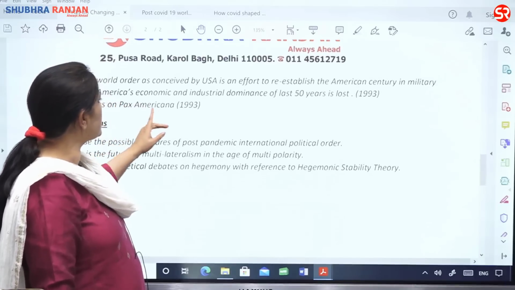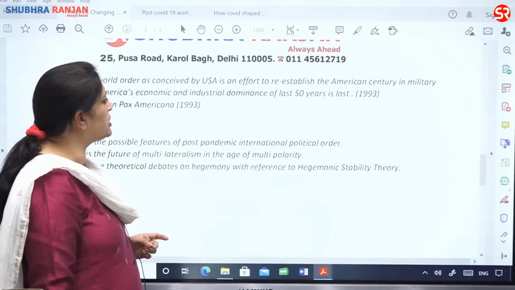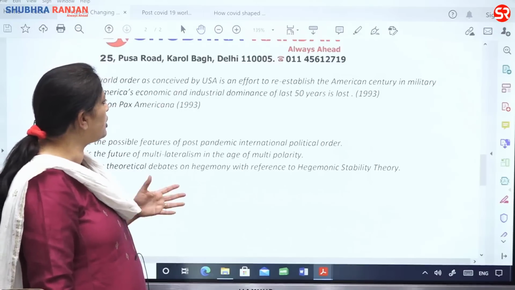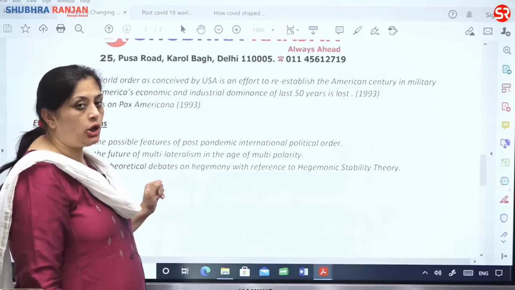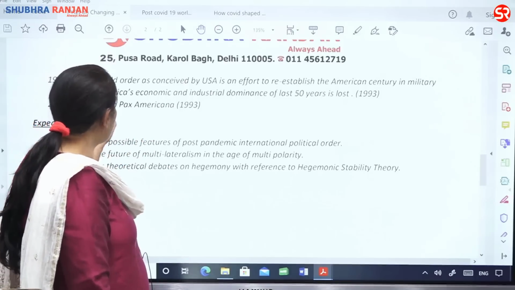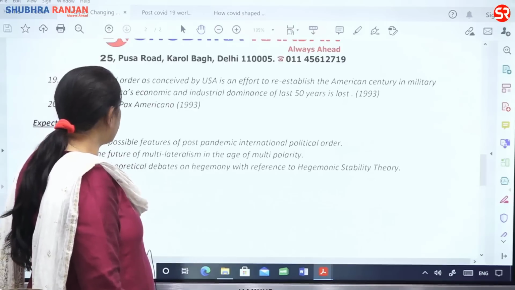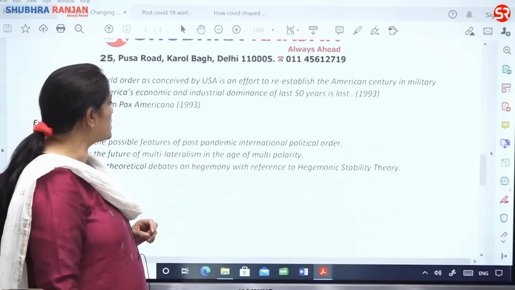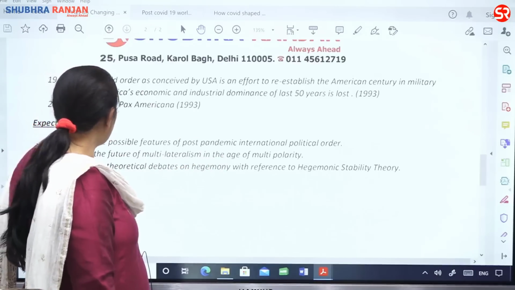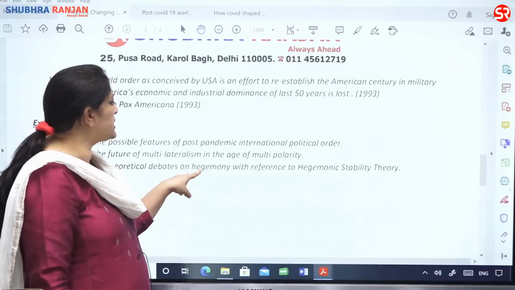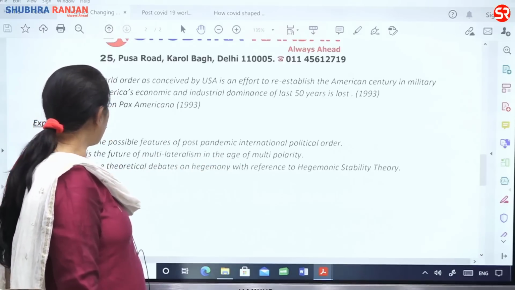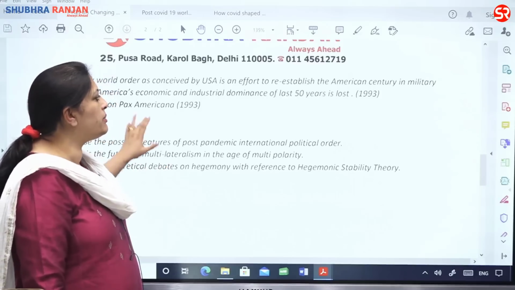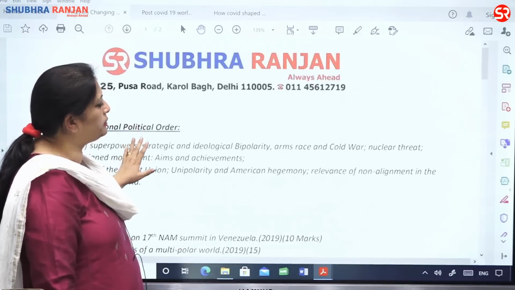The New World Order as conceived by US is an effort to establish American century in military terms, as America's economic and industrial dominance of last 50 years is lost. So prepare on American hegemony. Short note on Pax Americana. Expected questions: Analyze the possible features of post-pandemic international political order. What is the future of multilateralism in the age of multipolarity? And discuss the theoretical debates on hegemony with reference to the hegemonic stability theory.